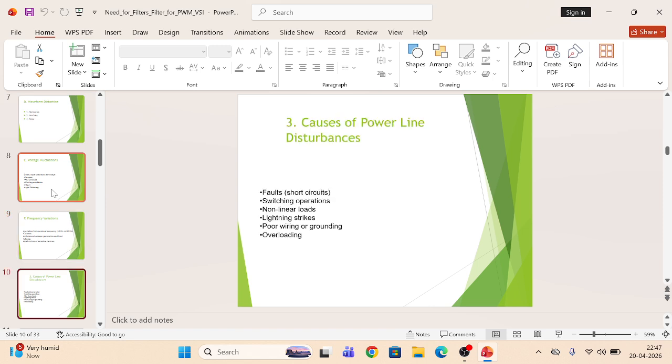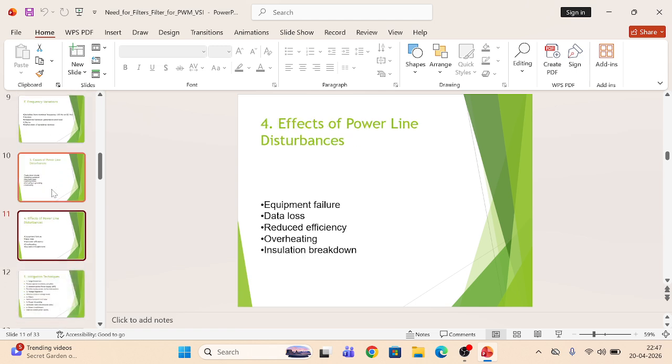Then causes of power line disturbance. The main causes of power disturbance are faults, switching operations, lightning, non-linear loads, poor wiring and overloading. These are all the causes of power line disturbance. Then effects of power line disturbance. This disturbance can cause equipment failure, overheating, data loss and reduced efficiency.